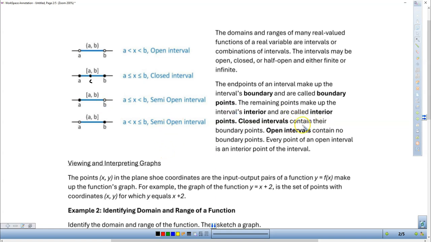Now, closed intervals contain their boundary points. Closed intervals, for example, would be like this A here, or this B here. Or I can look at this A here, this B here. They're all closed because you can see the circles filled in.